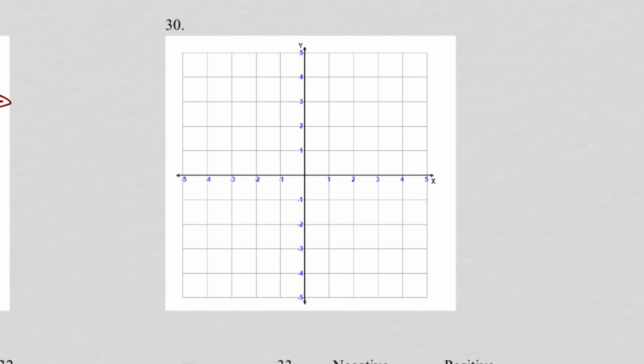For number 30, we're graphing x equals negative 2. So we go to the x-axis at negative 2 and we put a dot. So this is a vertical line through that dot. And there's our answer.